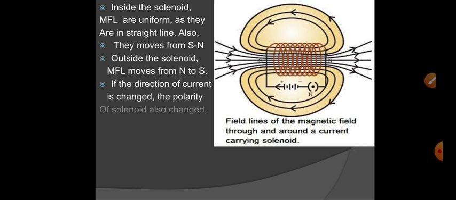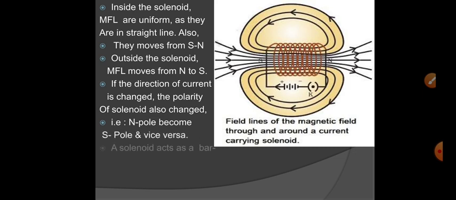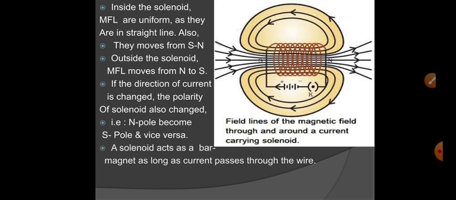Another interesting thing regarding a solenoid is that when the direction of flow of current is changed, the polarity of the solenoid also changes. That means the south pole will act like the north pole and the north pole will act like the south pole. As long as the current is passing through the solenoid, it will act like a bar magnet, and when the current is off, it becomes an ordinary wire.